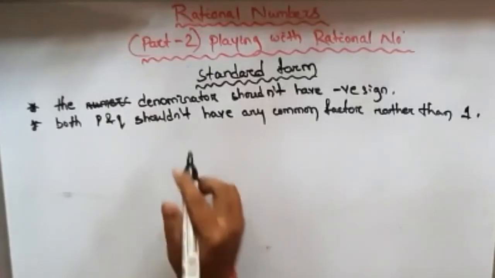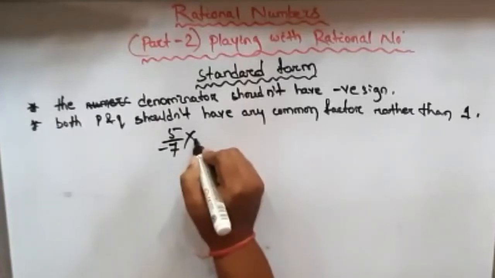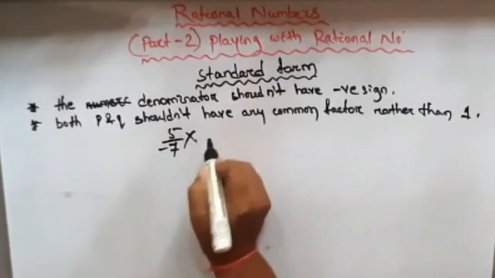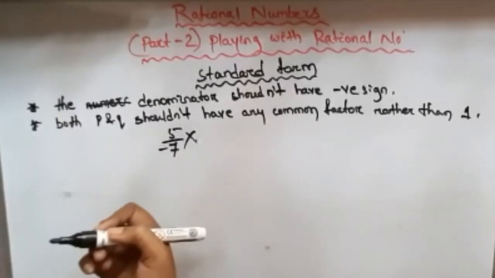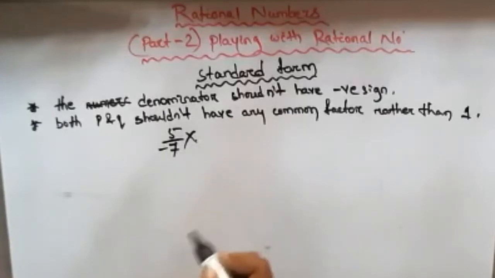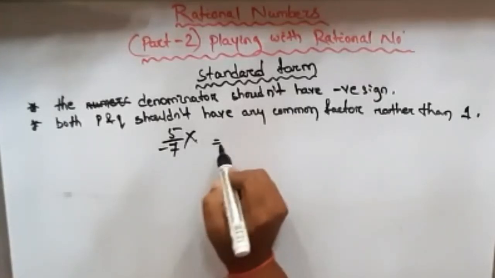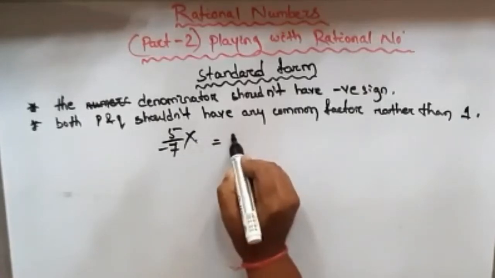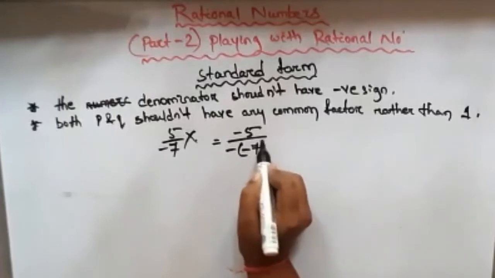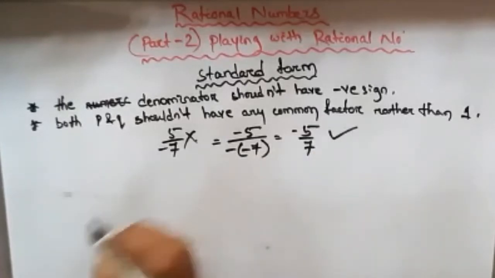For example, 5 by minus 7: this is a rational number, but it's not in standard form. How will we form it in standard form? If in a question you are asked to turn 5 by minus 7 to standard form, you will write 5 by minus 7 is equal to minus 5 divided by minus of minus 7, which is equal to minus 5 by 7. This is now in the standard form.